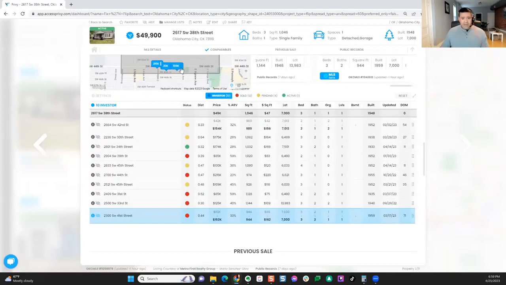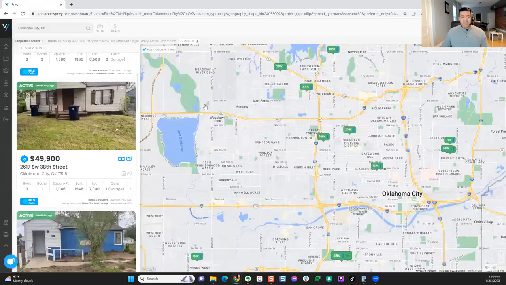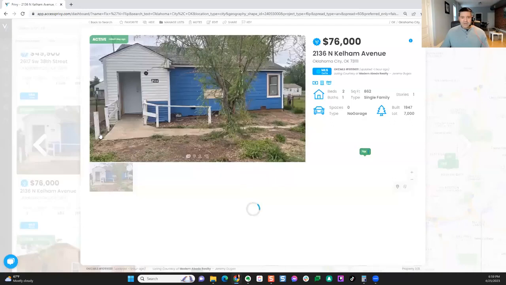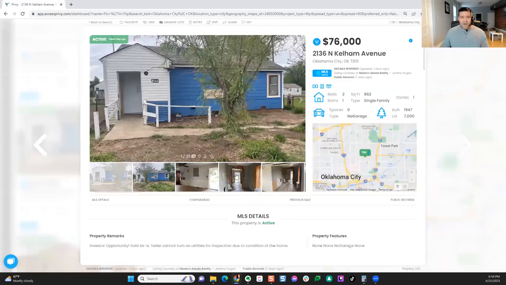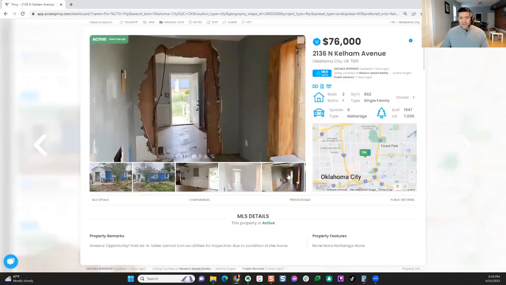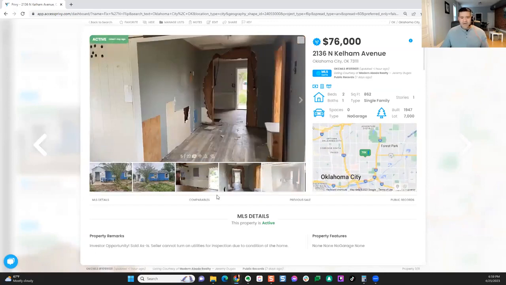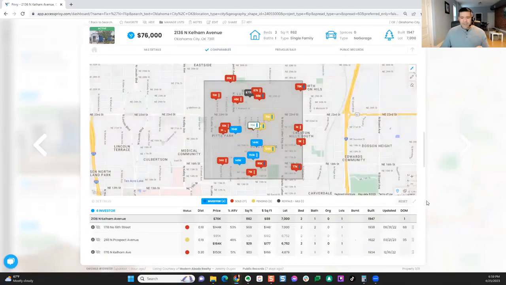49 grand. And we've got flips happening at 154, 153, 175, and this is going to be right around 30% of the ARV. Absolutely insane. It could take you months and months to find a property that low at a percentage of ARV. But because of the high investor activity areas and the way the algorithm works, it's just going and plucking these things right out.